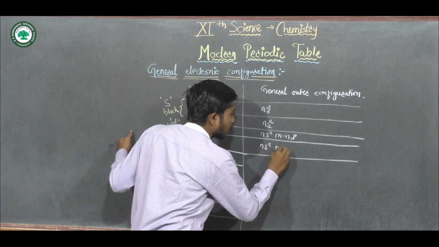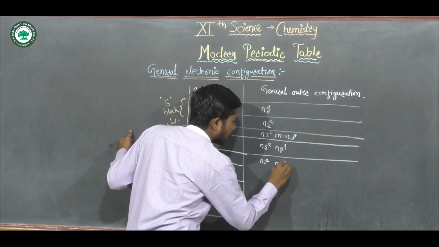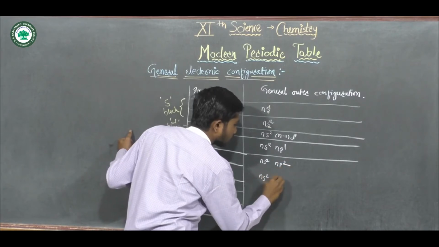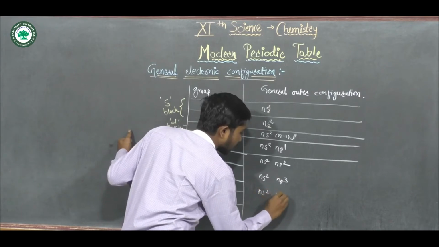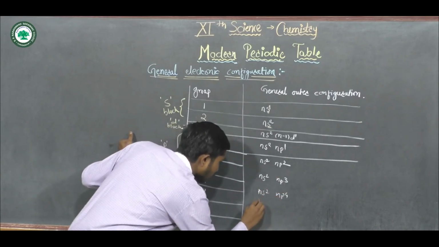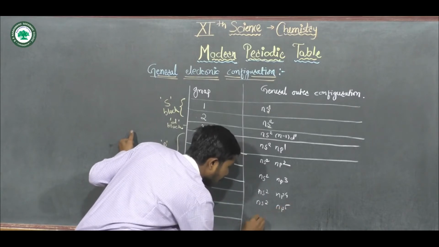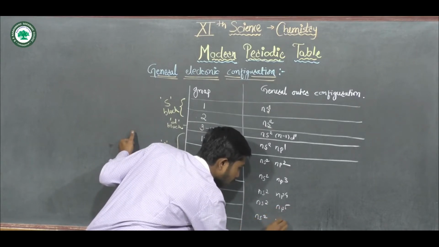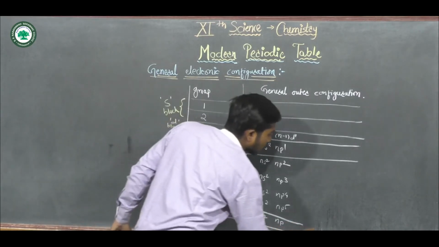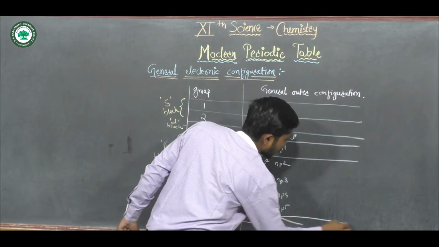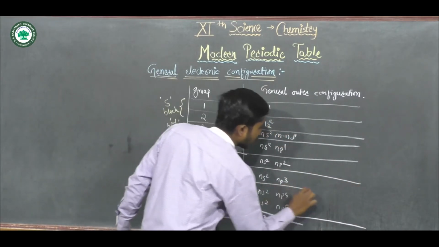ns2 np1, ns2 np2, ns2 np3, ns2 np4, ns2 np5, and this one, the completely filled 18th group. That stable electronic configuration we can see here, which the 18th group elements show.